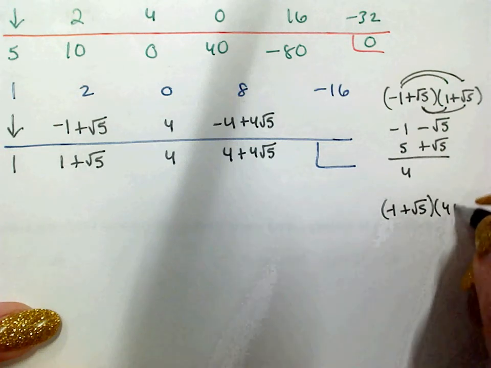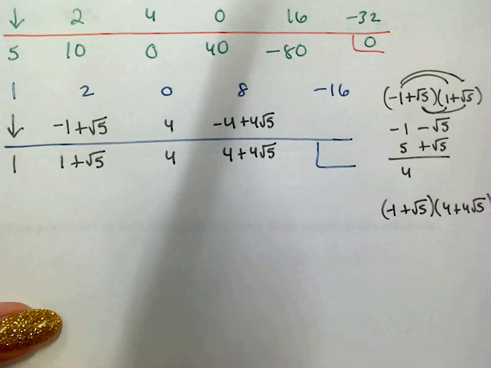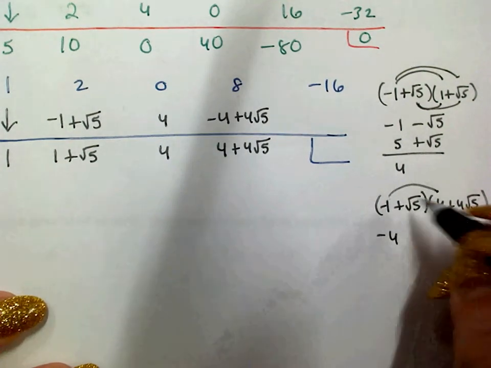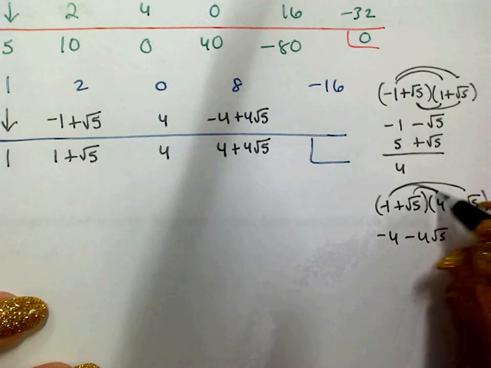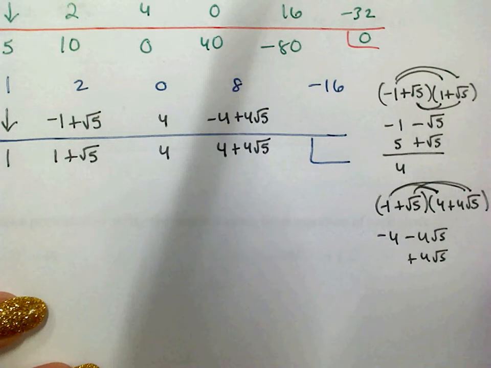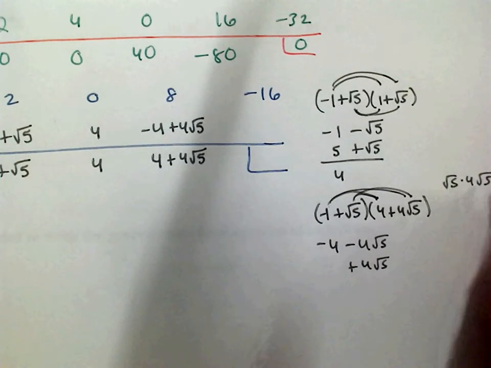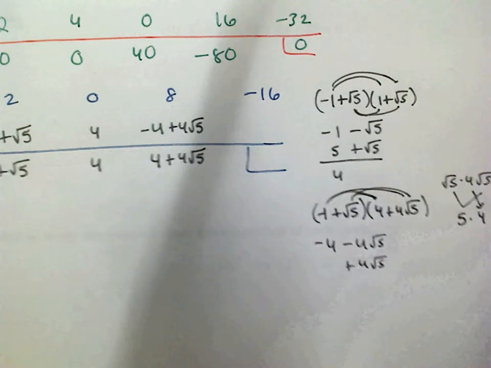So, negative 1 times 4 is negative 4. Negative 1 times 4 root 5 is negative 4 root 5. Square root of 5 times 4 is positive 4 root 5. And square root of 5 times 4 square roots of 5 is 5 times 4. You with me? That is 20. What does that add up to? 16. So 16, remainder 0.